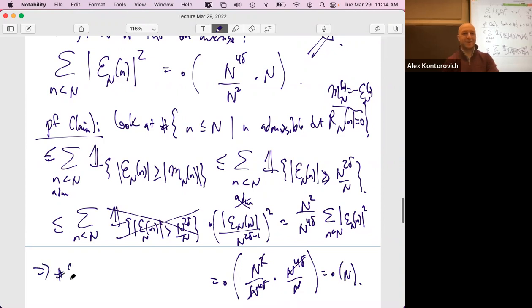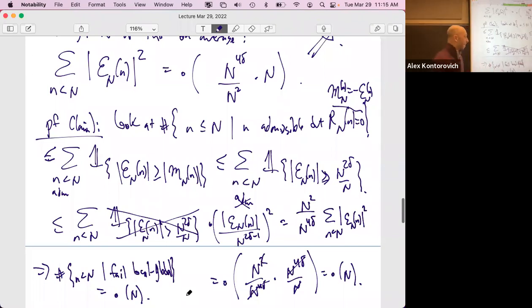So the number of n less than N which fail this local-global principle, well, now forget about the moment. Look at what we were counting. We were looking at how many n's are admissible but do not occur. We just showed that is little o of N. In other words, almost every admissible number does occur.